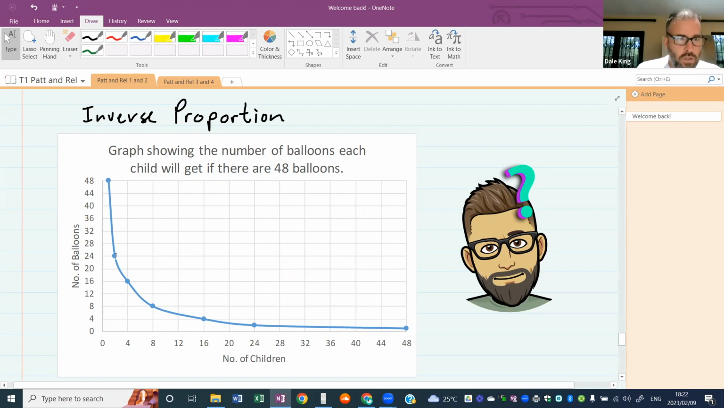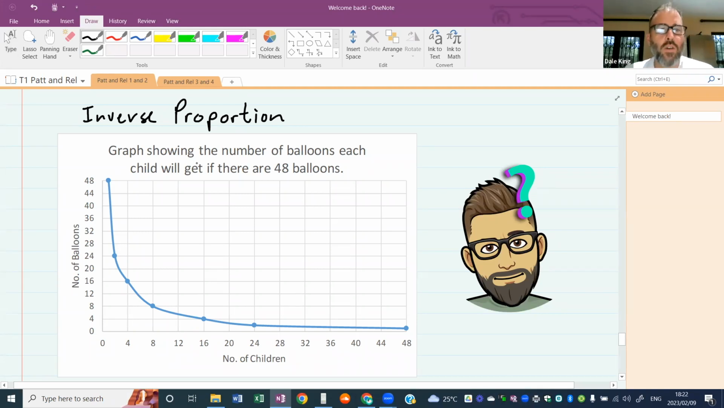So 2 children will get 24. 4 children, they'll get 16 each. If there's 8 children, then the number of balloons they'll get starts to get lower. They'll get 8 each. If there's 16 children, they'll get 4. If there's 24, they'll get 2. If there's 48 children, then each one will get a balloon.